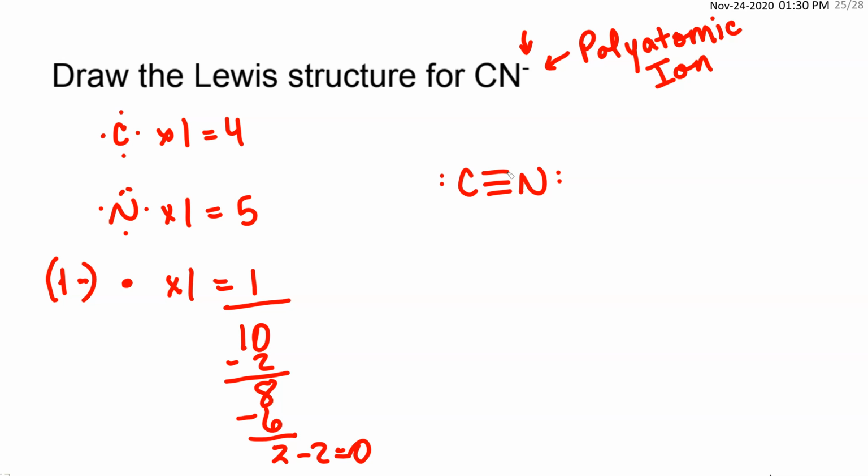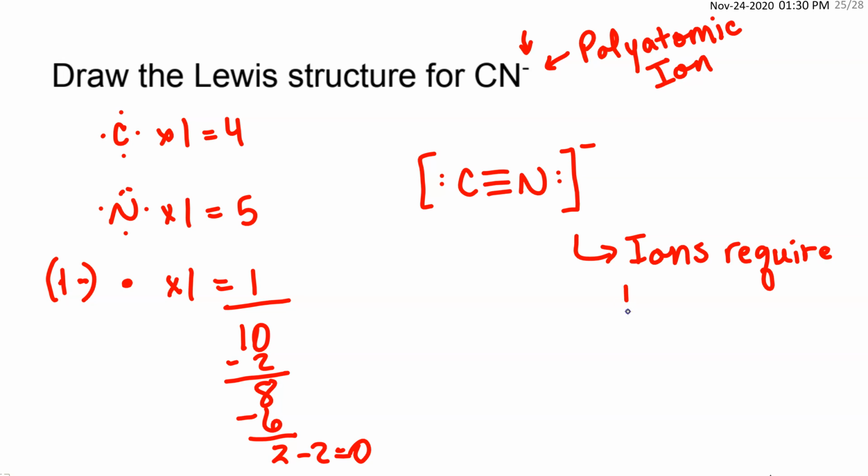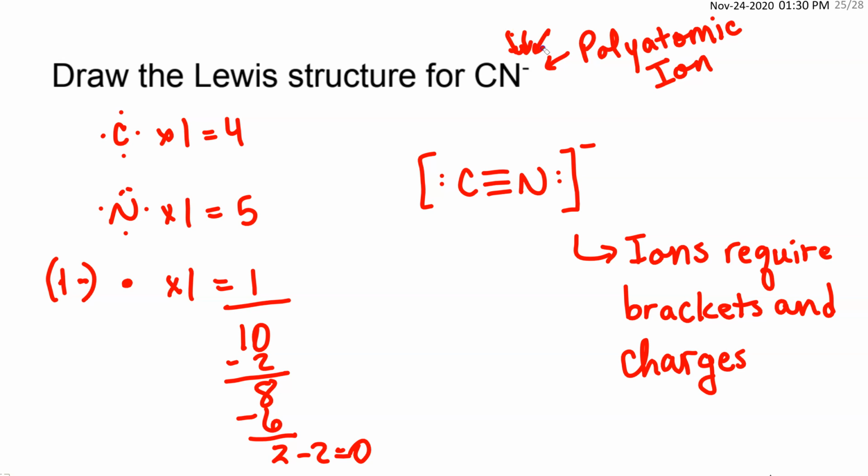But because this is a polyatomic ion, I put it in brackets, and I put the charge in the upper right-hand corner. So polyatomic ions require brackets and charges. Okay? And that's one thing that makes them stand out as different. Remember, when we have an extra charge like we do up here, we need to remember that we add that to our total number of valence electrons. Okay?